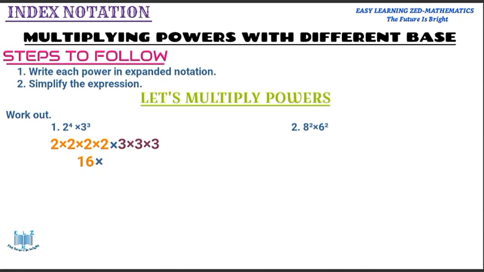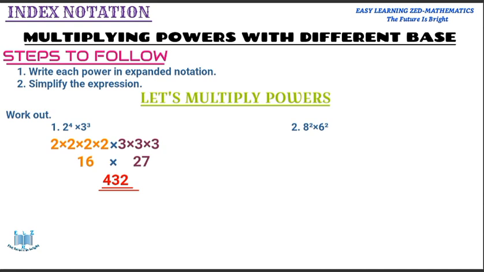Then I'm going to put the multiplication sign in the middle. Then I'm going to multiply 3 by 3, which will give us 9, and 9 by 3 will give us 27. Then I'm going to write 27 like that. Now I'm supposed to multiply 16 by 27, which will give us the answer 432. That is the product of 16 and 27. So basically this is how you multiply powers with different bases.